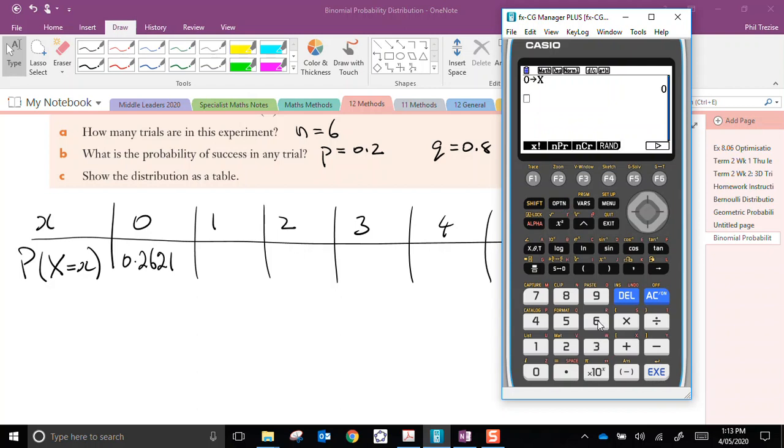I would start with 6, C, and this time I have to put it x, don't forget that multiply like I did last time, 0.2 to the power of x multiplied by 0.8 to the power of, now this is where I'd have to go 6 minus x. Fingers crossed we get the same answer.